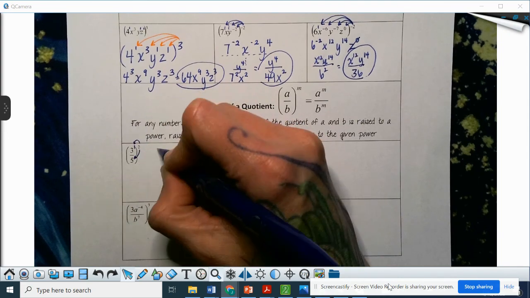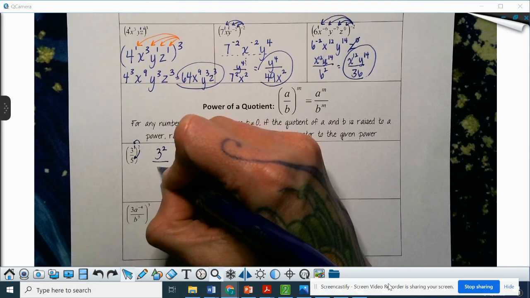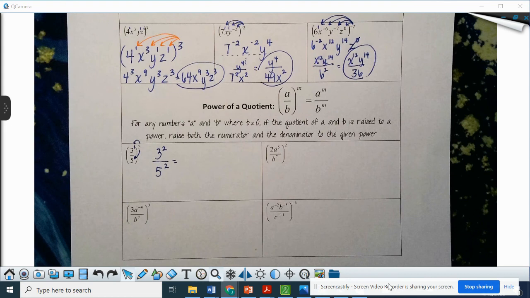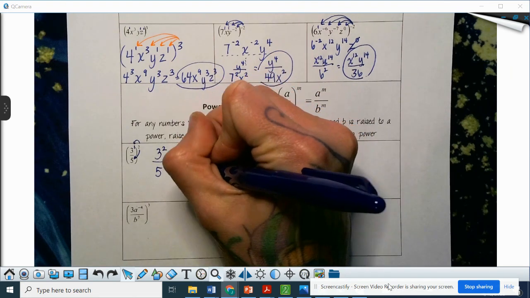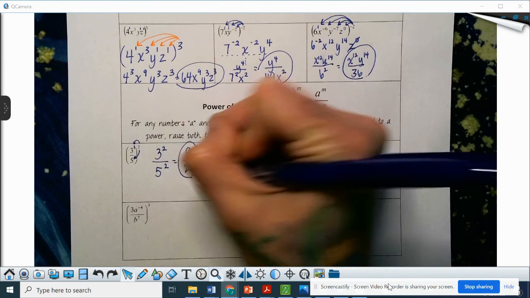So that's going to be 3 squared over 5 squared, which we can simplify or expand. 3 times 3 is 9, and 5 times 5 is 25. So that's our answer for that guy.